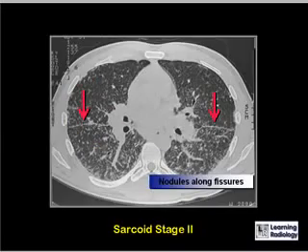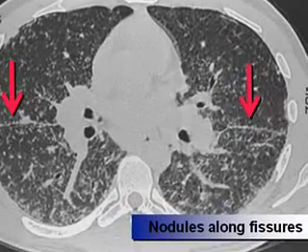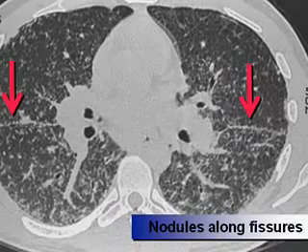Here's another patient with stage 2 sarcoid. There is bilateral hilar adenopathy, and the red arrows are pointing to the beading along both of the major fissures.